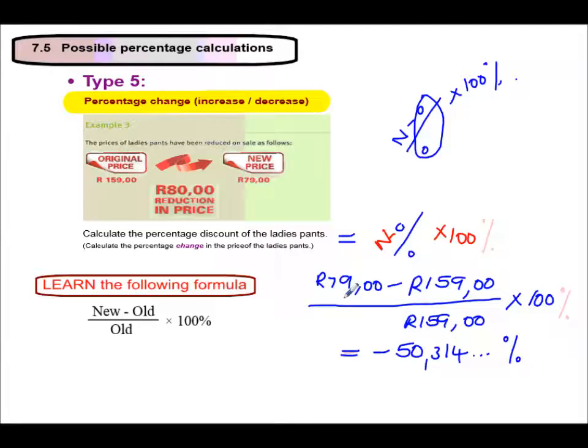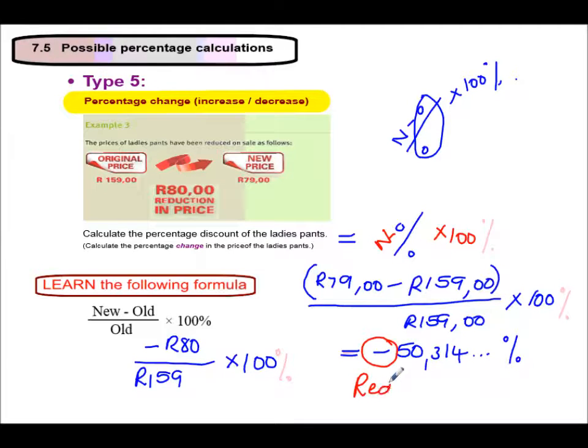If you don't have a scientific calculator, you have to work that out first. So you would have gone 79 minus 159 and you would have got to negative 80 Rand over 159 Rand multiplied by 100%, and you will still get to the same answer. Right, let's have a look at this. This negative here means there has been a reduction. There has been a decrease in price. If it was a positive, it means that the price has increased.